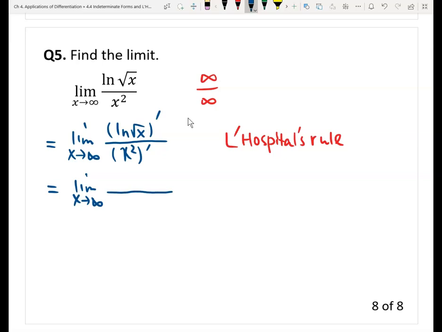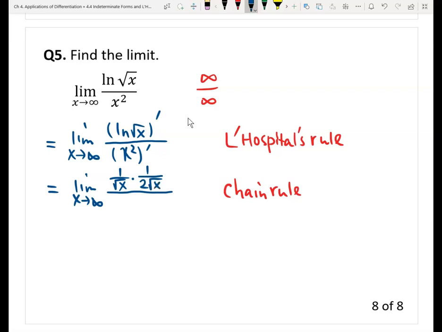Okay, so what is the derivative of the numerator? This time it is a little bit complicated. Can you see ln of square root of x is a composite function? So we have to use the chain rule, right? Therefore, we have the derivative of the outer times the derivative of the inner. The outer function is ln u, the natural logarithm. Therefore, we have the reciprocal, which is 1 over u. u is the square root of x. This is the derivative of the outer. The derivative of the inner function, square root of x, is 1 over 2 times the square root of x.